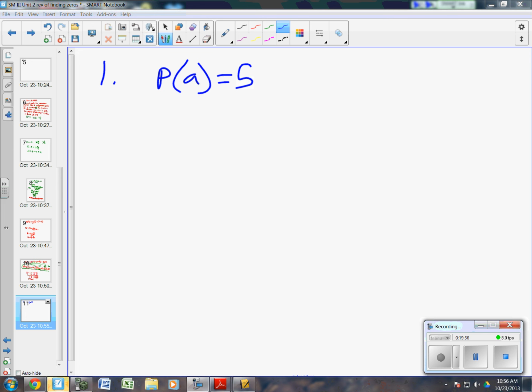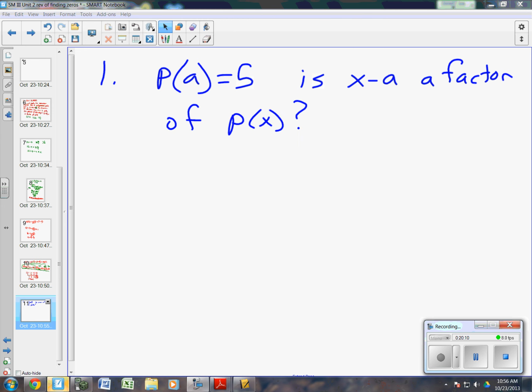Is x minus a a factor of P of x? That's the question it asks you. If P of a equals 5, is x minus a a factor of P of x? I'm going to give you guys 1 minute to discuss this in your groups, and then we're going to talk about it.